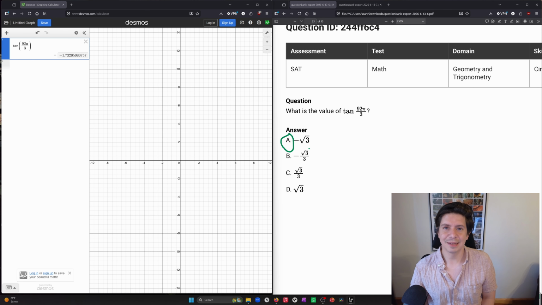Okay, not too bad. Again, Desmos, a big lifesaver, big time saver. And on the SAT, time is life.